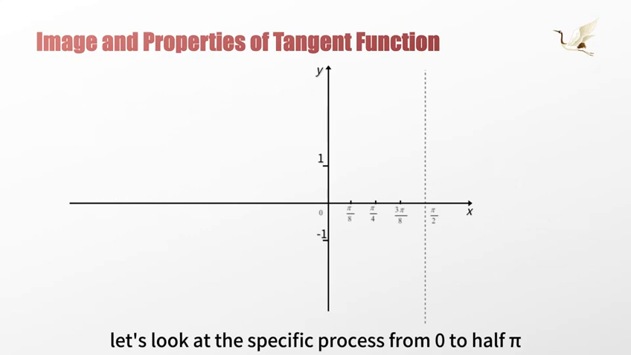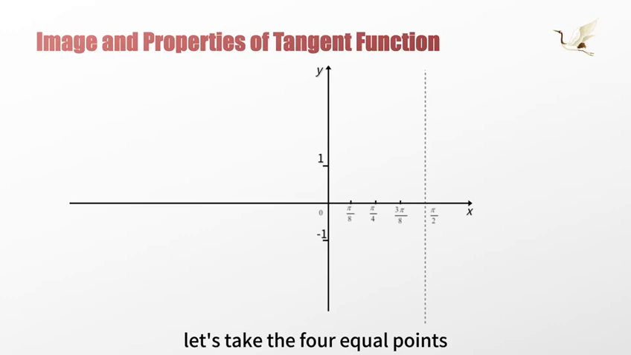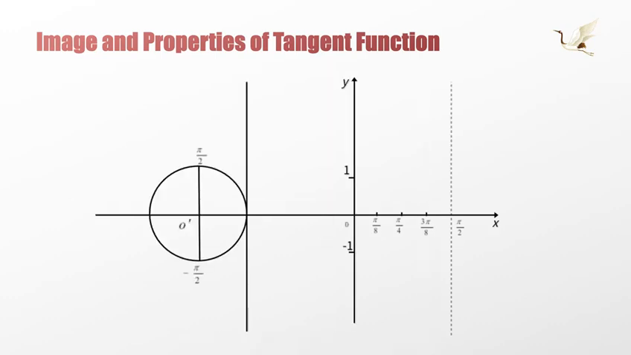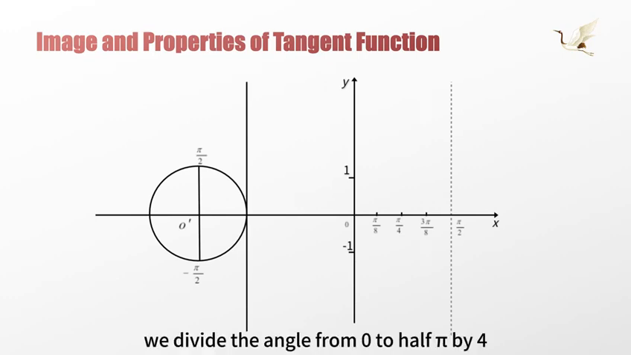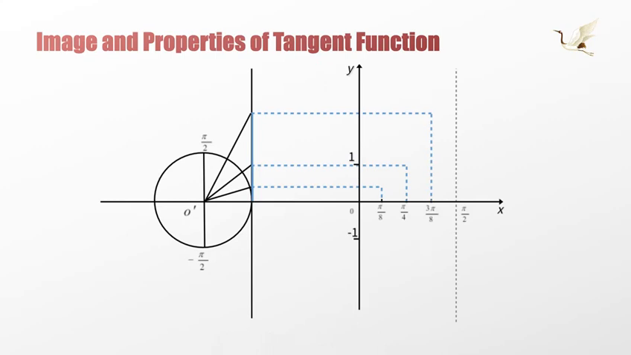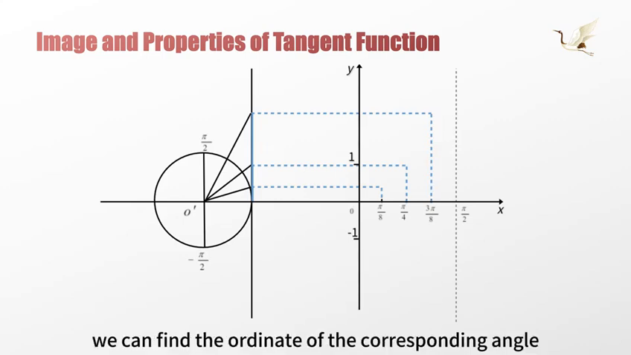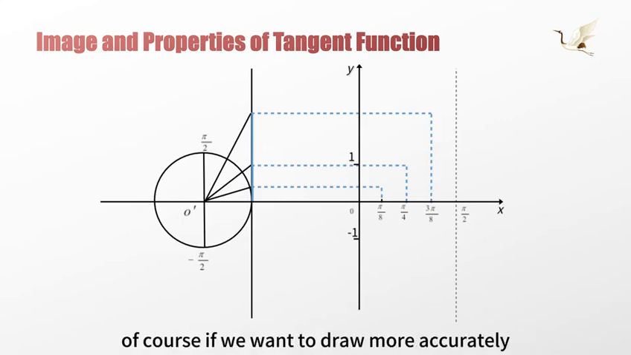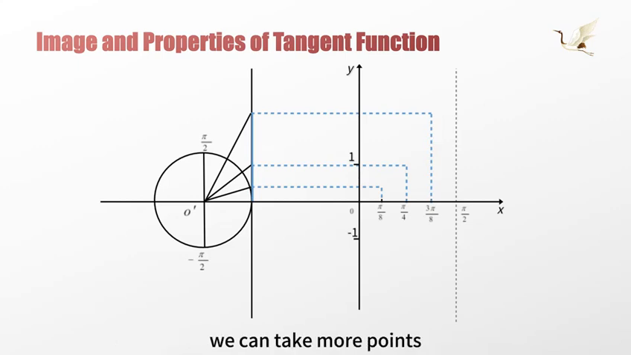Let's look at the specific process. From 0 to half pi, let's take the 4 equal points: pi over 8, pi over 4, 3/8 of pi. In the unit circle, we divide the angle from 0 to half pi by 4 and find the line segment corresponding to the tangent value. By translating the line segment, we can find the ordinate of the corresponding angle. Of course, if we want to draw more accurately, we can take more points.